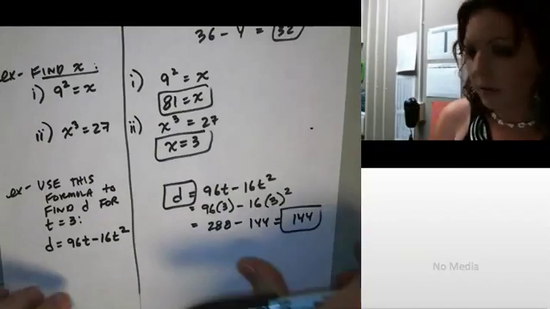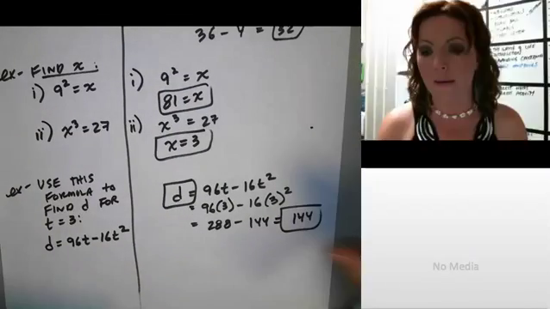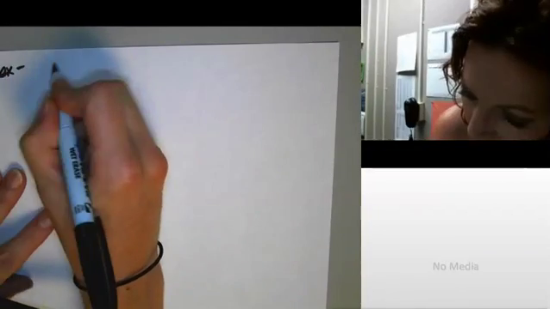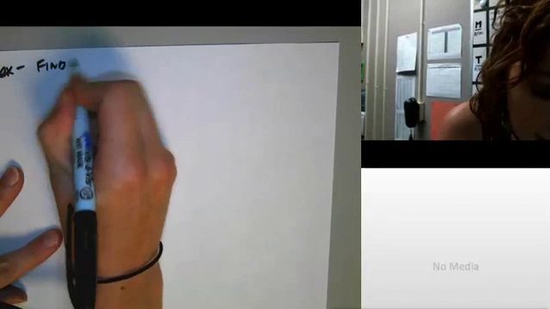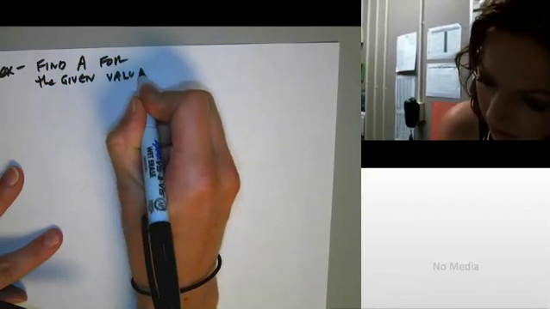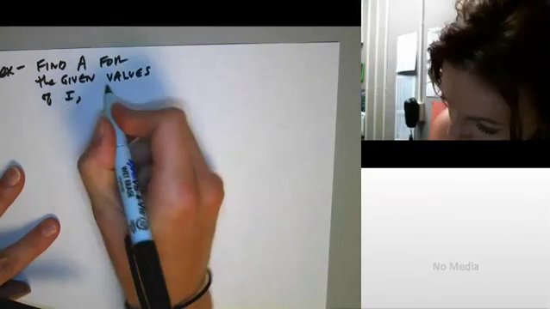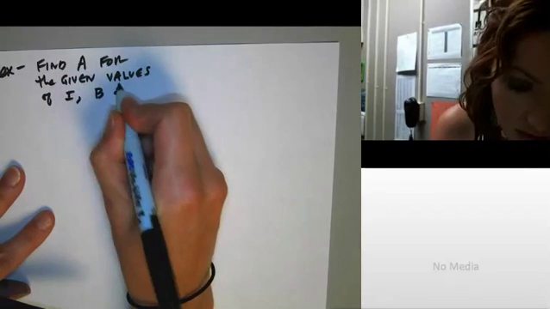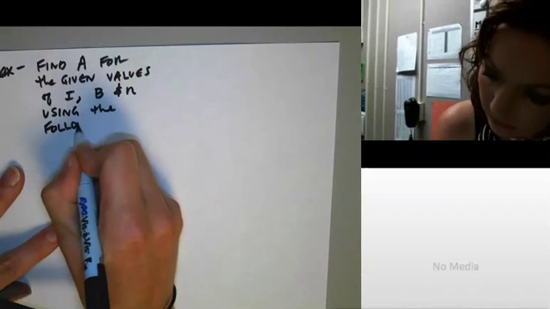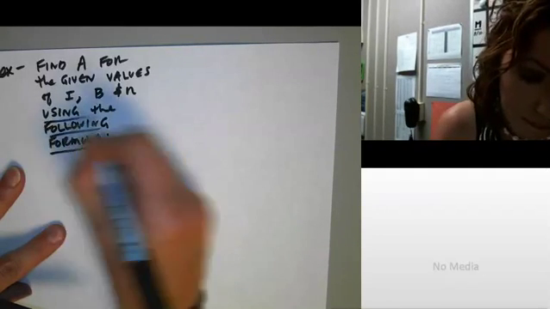All right, last problem. Anybody still using this? Can I take it away? Everybody's done? Okay. Last problem. Find A for the given values of I, B and N using the following formula.